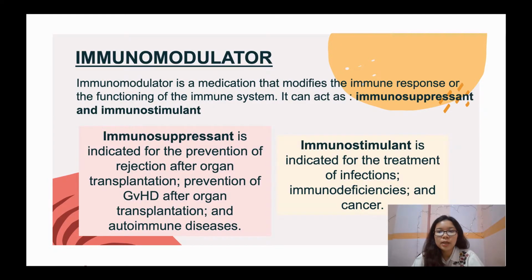When there is something wrong in the system, it is called an immune disorder. Overactivity of the immune system is related to disorders such as allergies and autoimmune disease. When the immune system is deficient, the result is related to immunodeficiency disorder, and this can be helped by immunomodulators. An immunomodulator is a medication that modifies the immune response or the functioning of the immune system. Immunomodulators can act as immunosuppressants and immunostimulants.